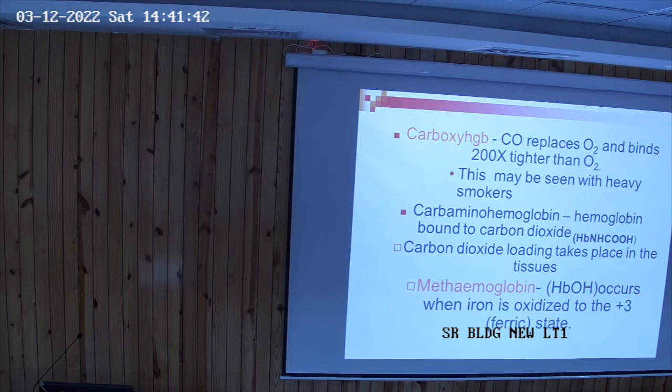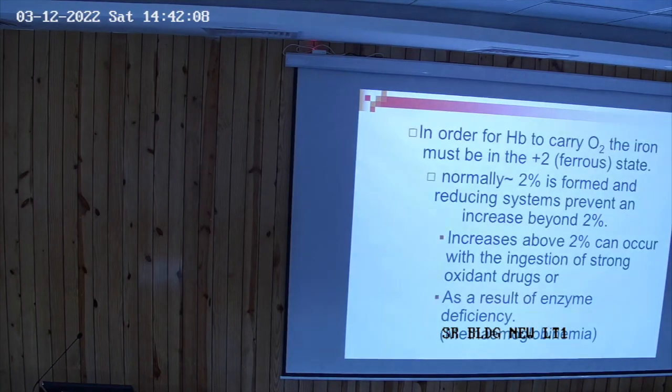Methemoglobin occurs when iron is oxidized to +3. Okay. If it has to carry oxygen, the iron has to be present in the +2 state. In methemoglobin, it is present in the +3 state, which does not allow the association and dissociation of hemoglobin. In order for hemoglobin to carry oxygen, the iron must be present in the +2 state. This occurs due to deficiency of iron, methemoglobinemia.